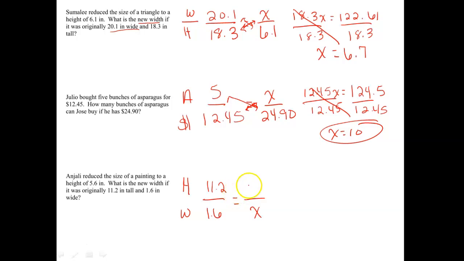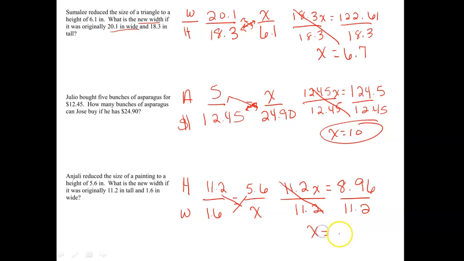If the new height is 5.6, cross multiply. 11.2 times x is 11.2x. 5.6 times 1.6 is 8.96. You solve for x. Divide both sides by 11.2. Guys, if you understand this, this is a part of geometry as well that they have to learn. All right, 8.96 divided by 11.2 is 0.8.